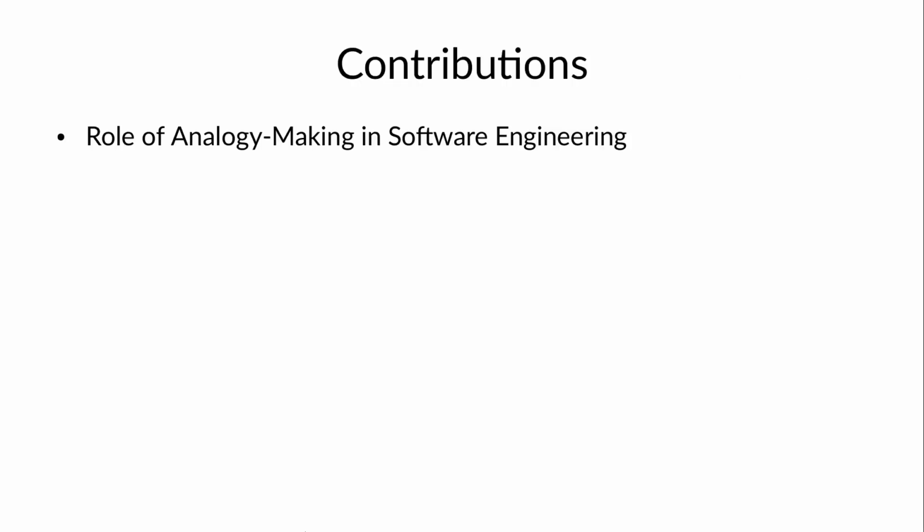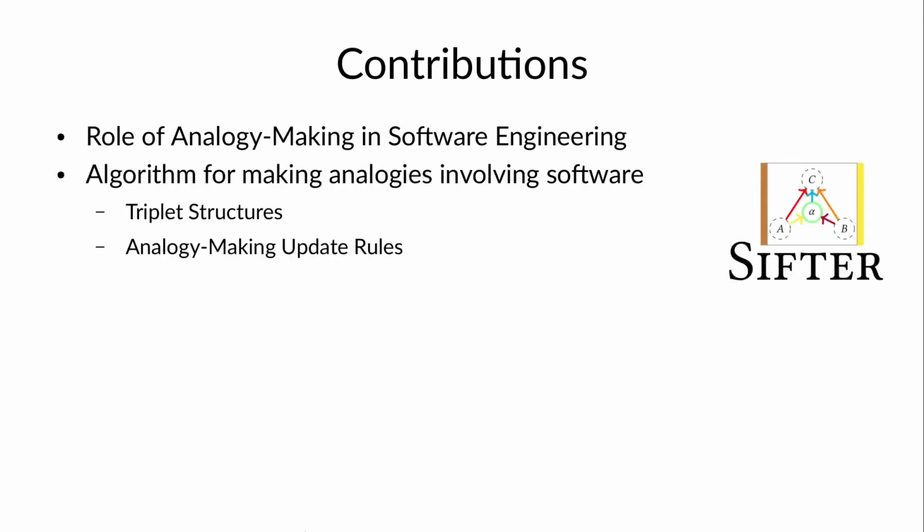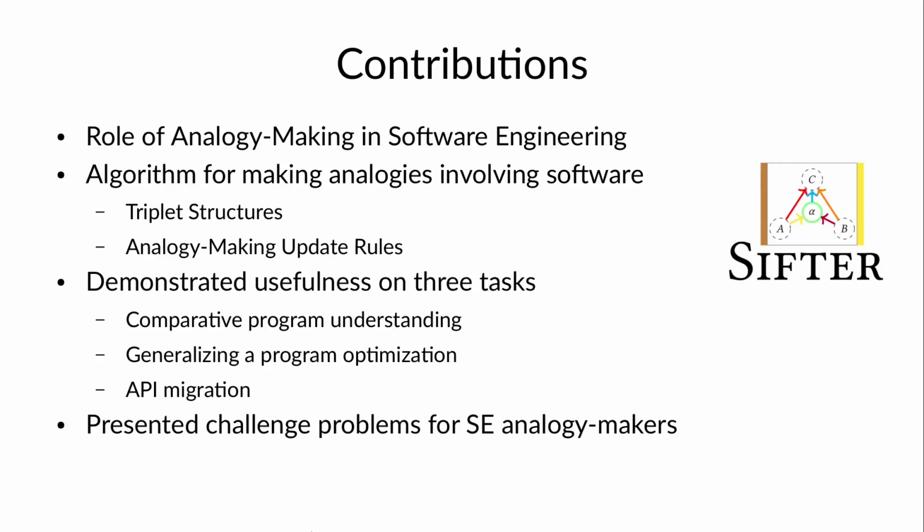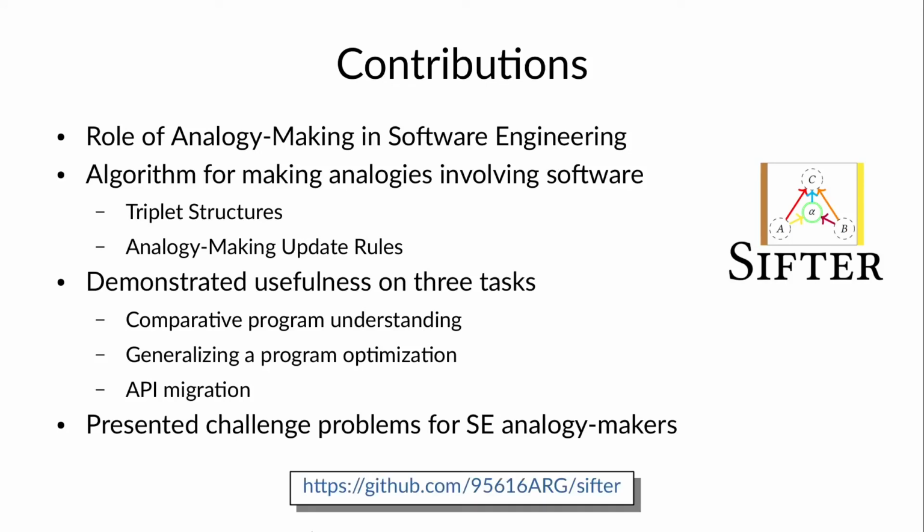In this talk and the accompanying paper, we describe the role of analogy making in software engineering. We proposed a new algorithm, Sifter, for making analogies involving software. We demonstrated the use of Sifter on 3 example tasks, and we ended with a number of challenge problems to motivate future research in analogy making for software engineering. The code for this paper is available on GitHub at the link shown.